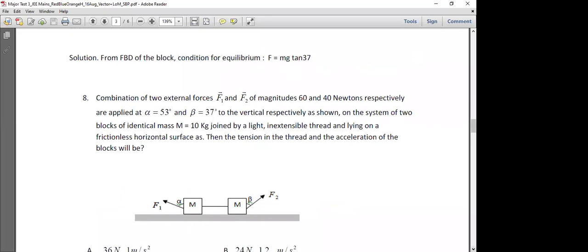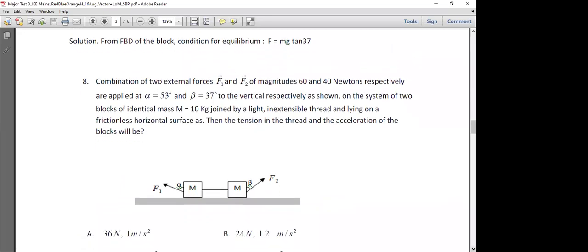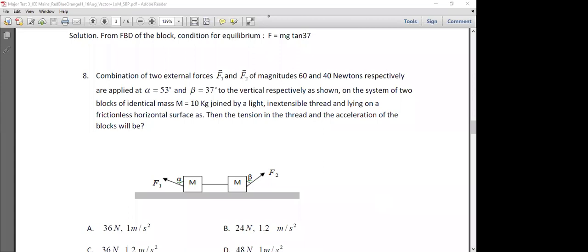Okay. Next, we will discuss this question. So just go through this properly. Question number 8, just go through it. A number of people have asked this.